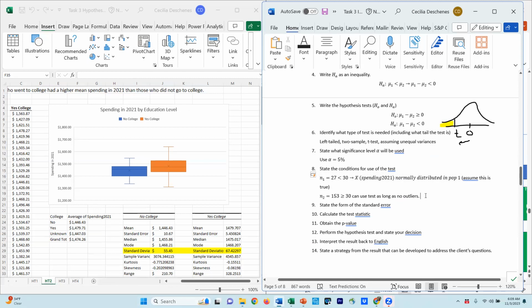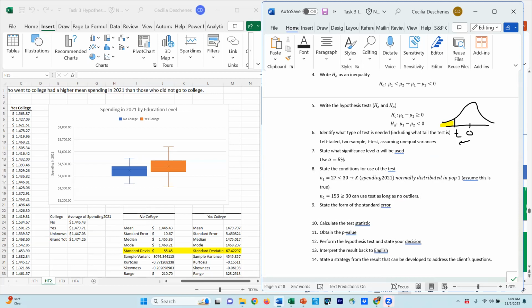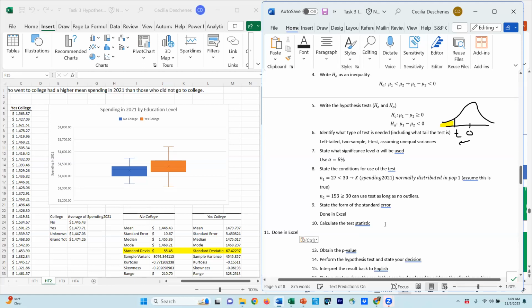Okay, so now we're going to have to state the form of the standard error. And we can just say this will be done in Excel. And calculate the test statistic. All this part right here is going to be done in Excel. So let's copy that down. We're going to obtain the p-value in Excel.